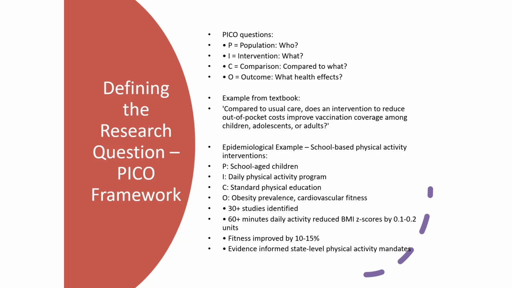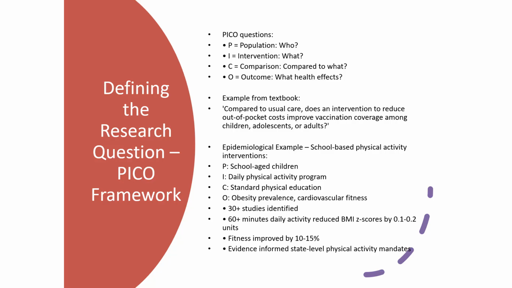The textbook gives us an example. Compared to usual care, does an intervention to reduce out-of-pocket cost improve vaccination coverage among children, adolescents, and adults? That's a well-defined question. Let me give you another example from a systematic review of school-based physical activity interventions.